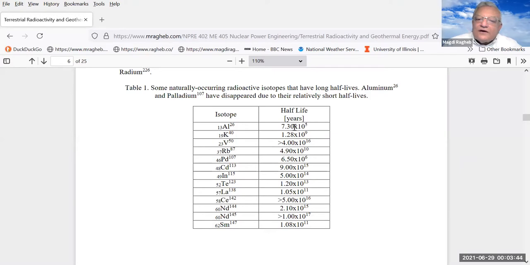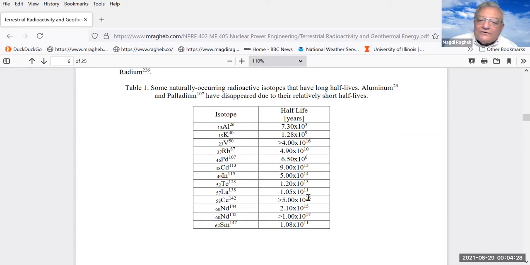Aluminum-26 here has a half-life of 7.3 times 10 to the fifth years, and basically it was radioactive at the time of the creation of the Earth, and since then it has totally decayed. It doesn't exist anymore. Palladium-107, shown here also, has a 6.5 million year half-life. These have disappeared, and we know what a half-life is now, so we get a feel for it. However, some elements like vanadium-50 are radioactive but have a half-life of 4 times 10 to the 16th years, 10 orders of magnitude higher than the aluminum that has disappeared, and it still exists in the Earth's crust.